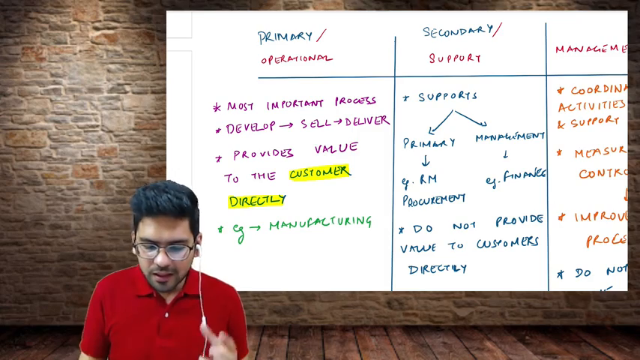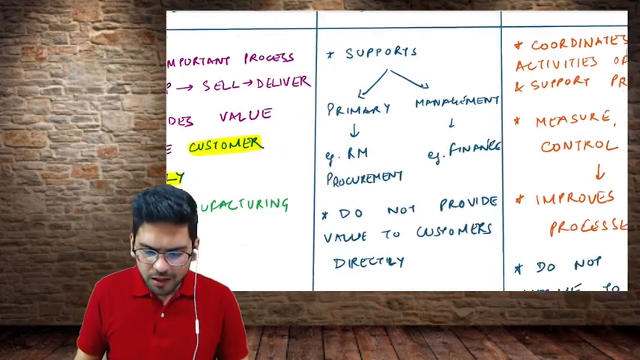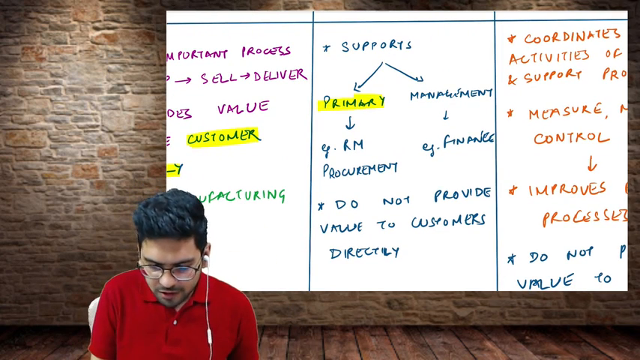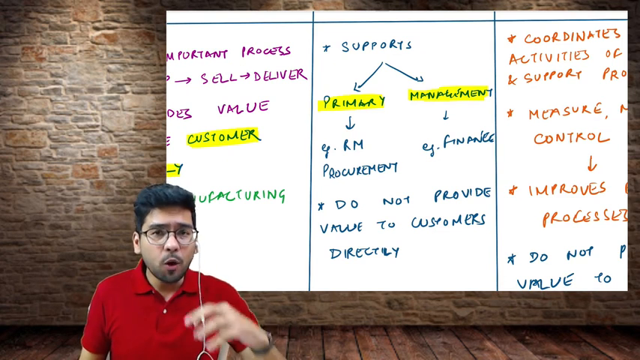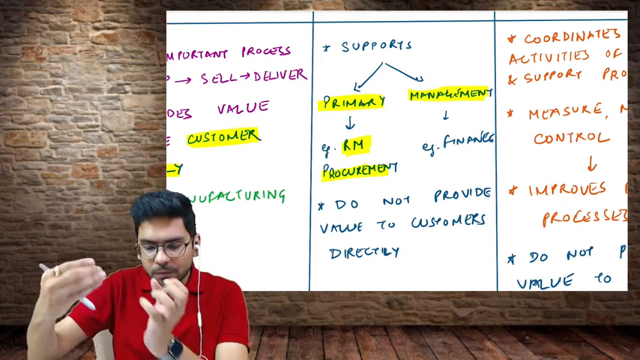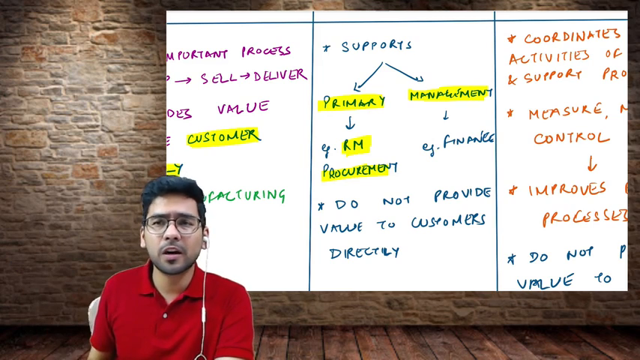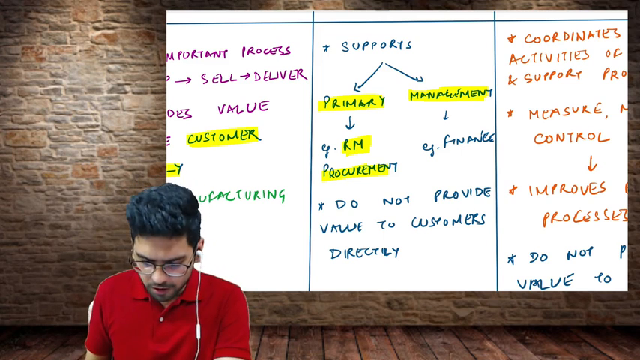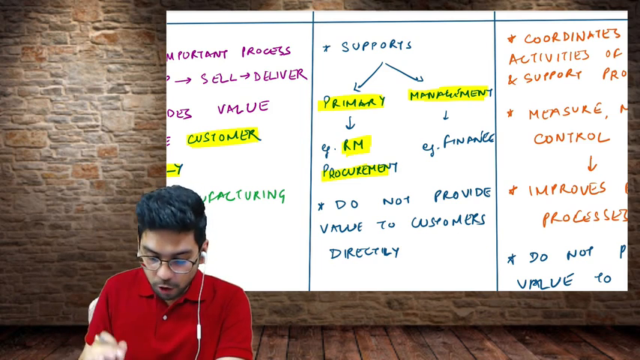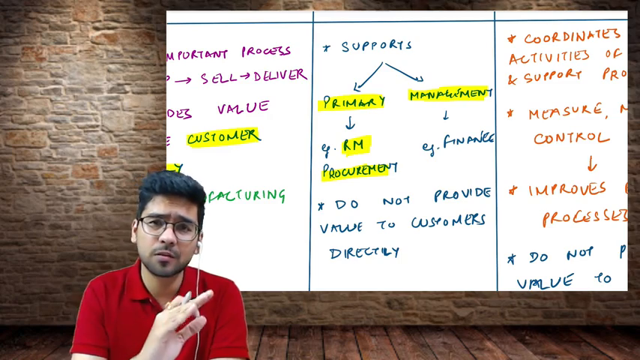The second process is the support process. The other name is secondary process. I have mentioned in a logical manner that it supports both the primary process as well as the management process. How does it support the primary process? An example can be raw material procurement. How does it support the management function? An example is that we have a finance department and an HR department in the organization. The key point to understand here is that these support processes do not provide value to the customers directly.